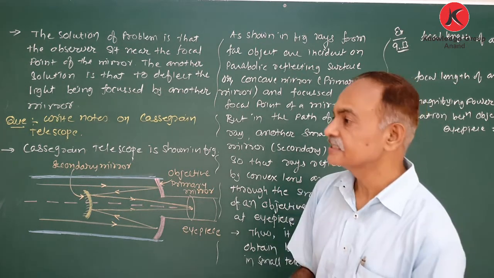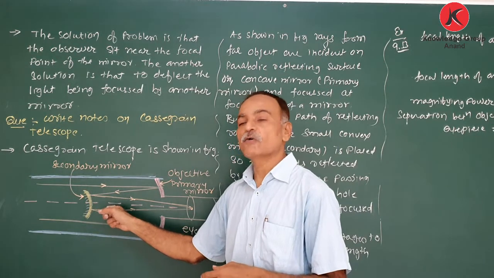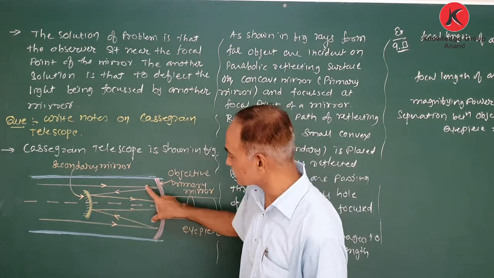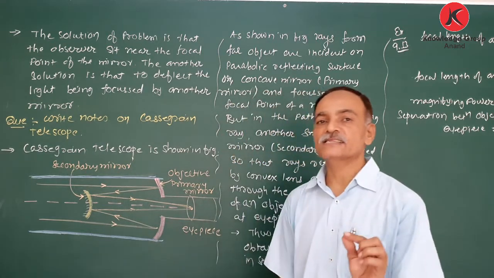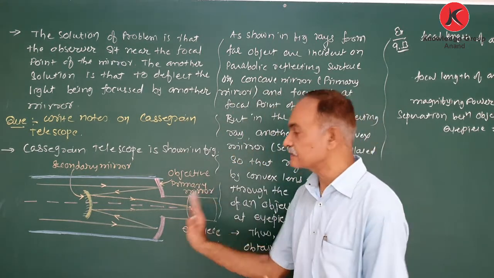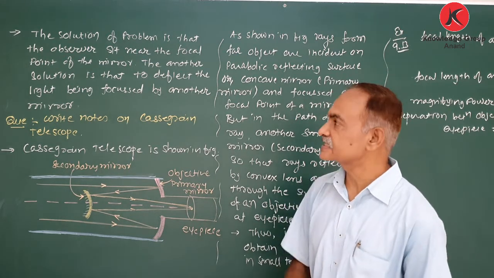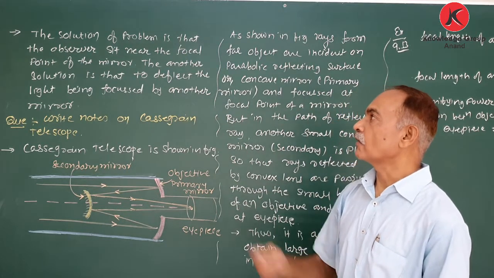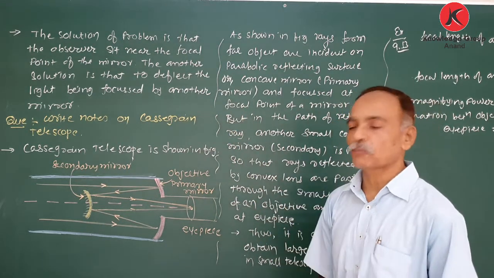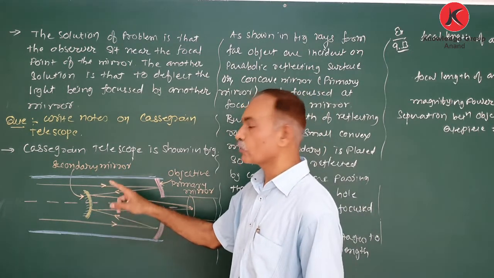And second, as we place the eyepiece and the observer at the principal focus of this concave mirror, what happens? It obstructs the light, that means some light is blocked. So what is the solution of this? The solution of the problem is that the observer sits near the focal point. We have to place the eyepiece at the principal focus of the concave mirror.